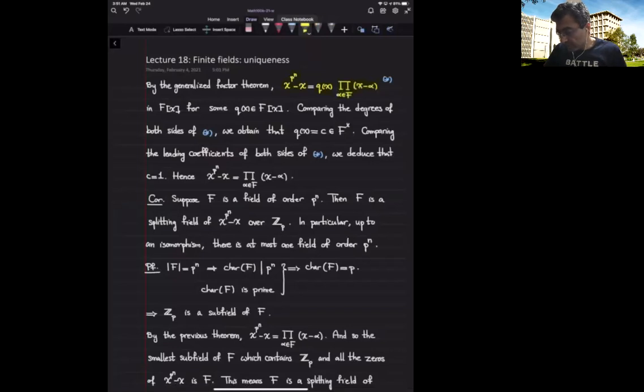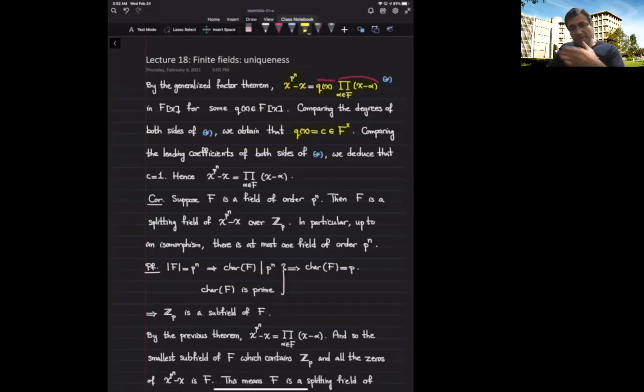Now I can compare the degree of both sides. The degree of the left-hand side is p to the n. The degree of the right-hand side is the degree of q plus the number of terms that we have over here. But the number of terms over here is the cardinality of F, which is p to the n. So that implies that this q should have degree 0, which means it should be a non-zero constant.